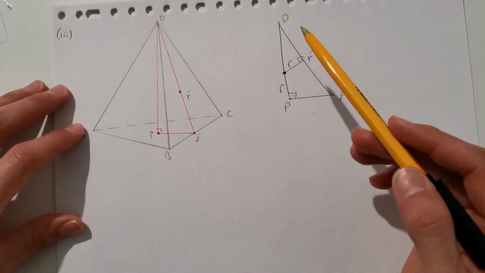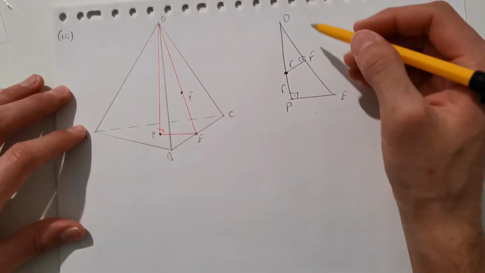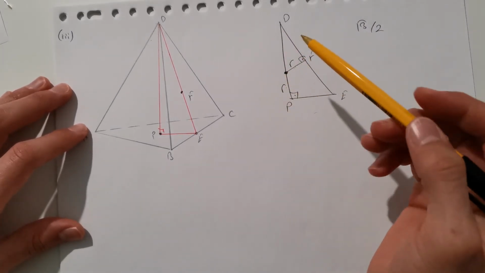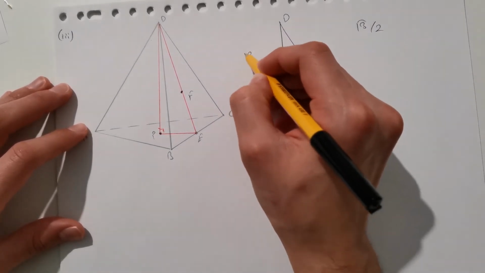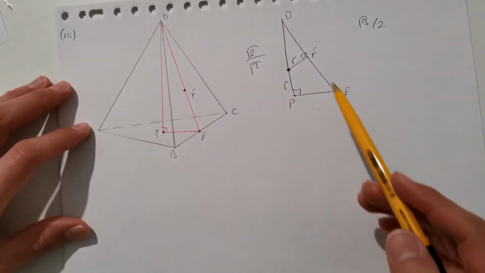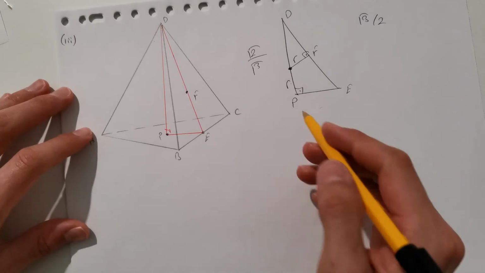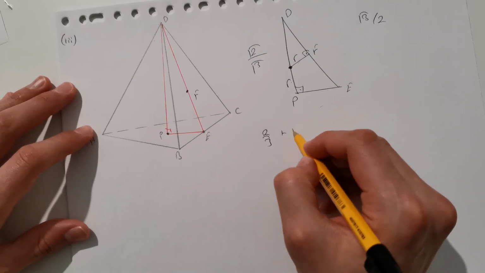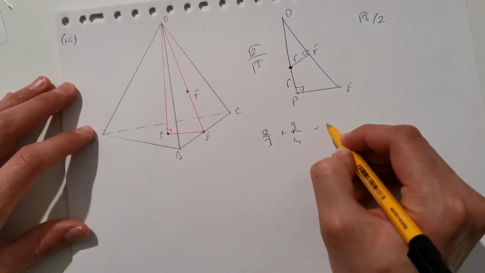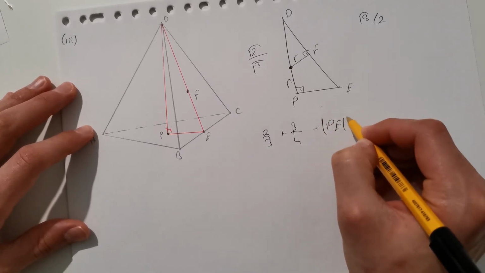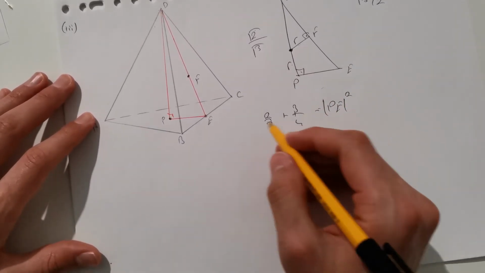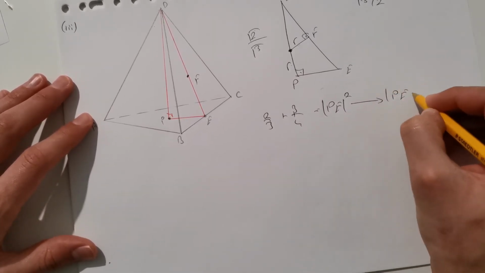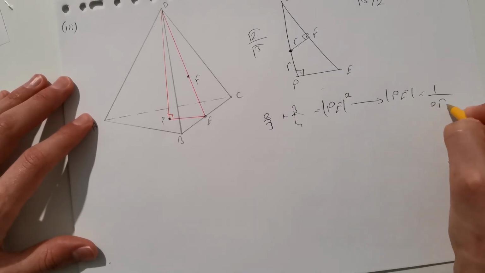So in this case, we already know the length of DE from part 2. It is root 3 over 2. And we know the length of DP from part 1. It is root 2 over root 3. Therefore, we can work out the length of PE using Pythag. Squaring this gives 2 over 3, and the other one gives 3 over 4, which is equal to the square of PE. So this gives the magnitude of PE as 1 over 2 root 3.